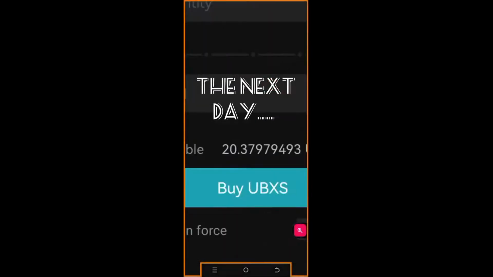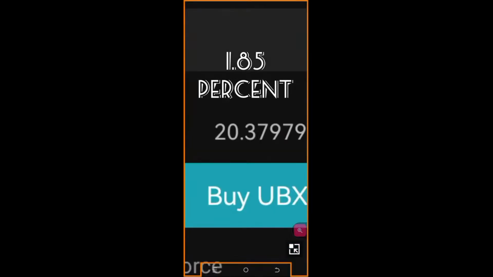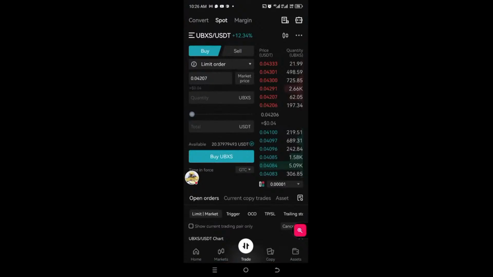Oh yeah, BitGet has executed. Just about 1%, kind of less than 1%. UBXS, what a name. UBXS has executed. All right, so we have 37, almost 38 cents here. If we check in the history, we'll be able to check exactly how much it gave us.